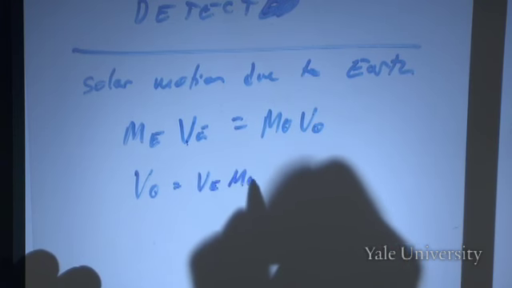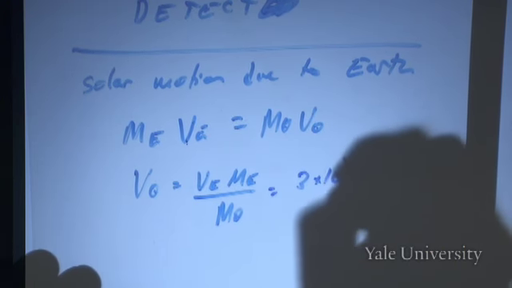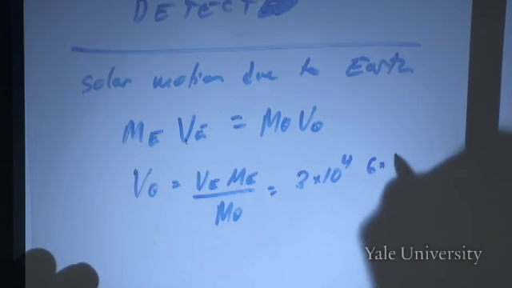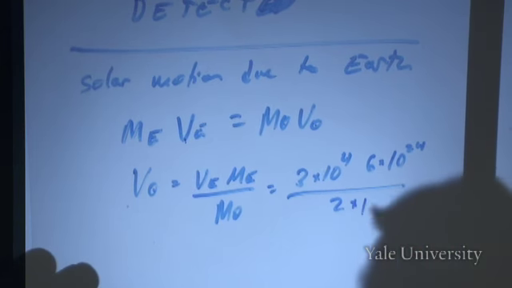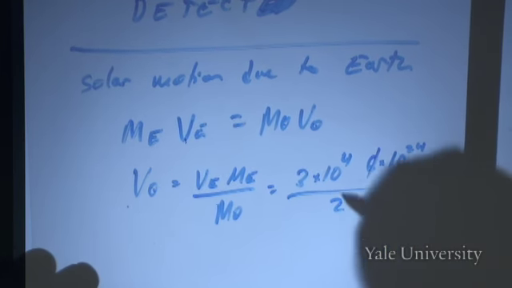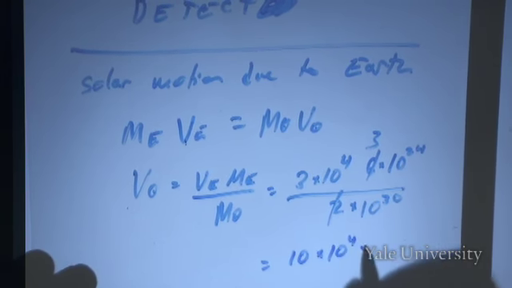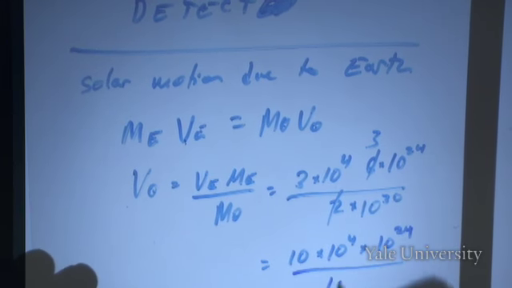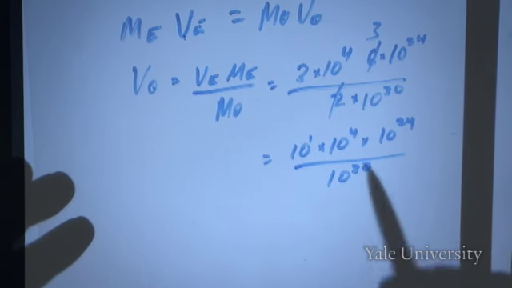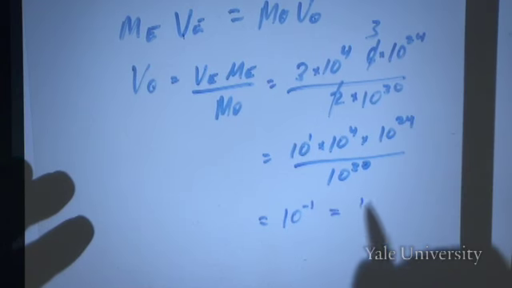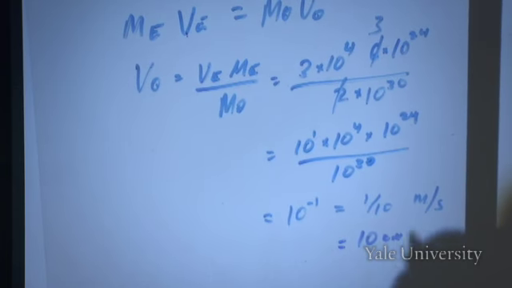V Sun is v Earth times m Earth over m Sun. v Earth is 3 times 10 to the 4 meters per second. Mass of the Earth, as it turns out, is 6 times 10 to the 24 kilograms. The Sun down here is 2 times 10 to the 30, same Sun. 6 over 2 is 3. 3 times 3 is 10. So we get 10 times 10 to the 4 times 10 to the 24 over 10 to the 30, 10 to the 1 times 10 to the 4 times 10 to the 24 is 10 to the 29 over 10 to the 30. That's 10 to the minus 1, which is equal to 1/10 of a meter per second, or 10 centimeters per second.